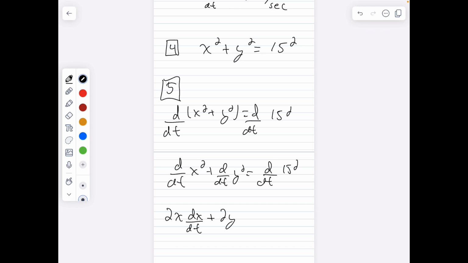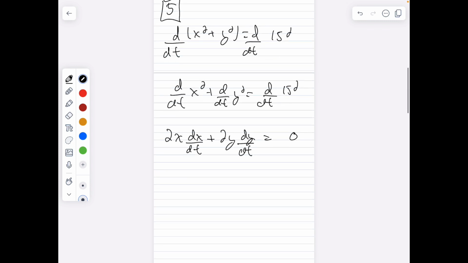Very similarly, you have 2y dy/dt, and what's the derivative of 15 squared? It's just 0, okay? 15 squared is another way of writing 225 if you prefer. I don't care about that. It's really just a constant. Number 6, we got our derivative.